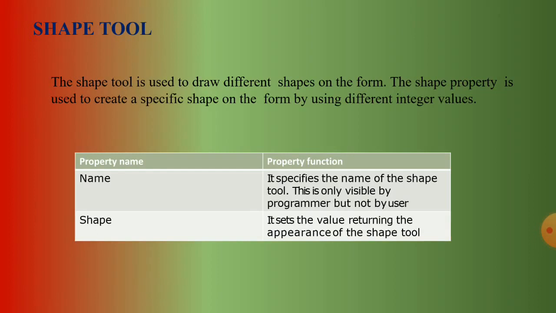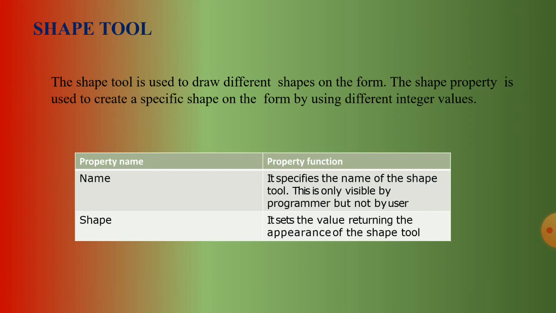And next is the shape control. The shape control is used to draw different types of shapes on the form. We have different types of shapes: line, rectangle, rounded rectangle, solid. These are the different types of shapes available in the shape tool. So the shape property is used to create specific shapes on the form by using different integer values. Name is one of the properties we have for this shape control, and shape is also one of the properties.